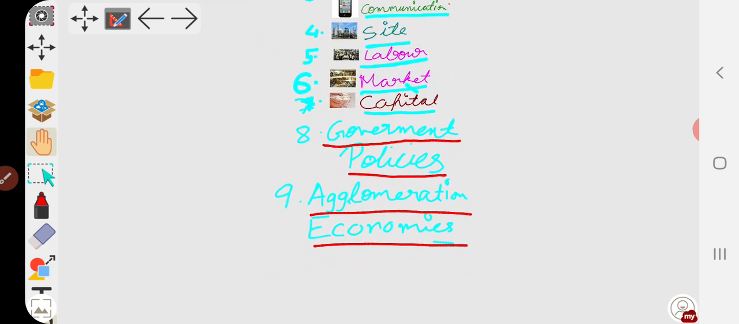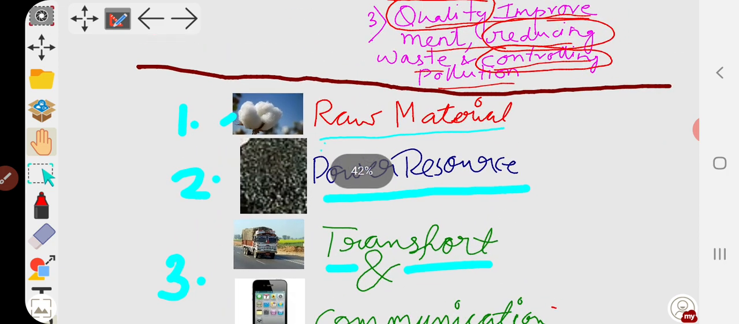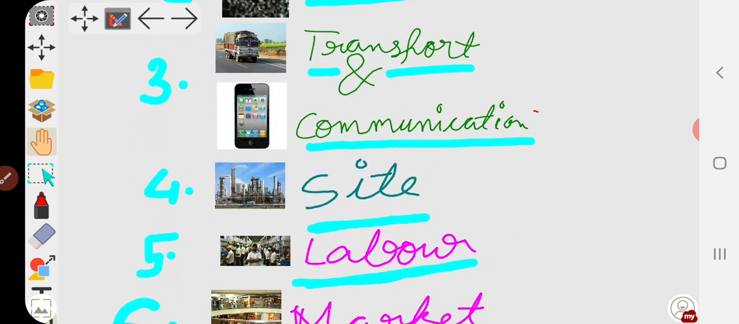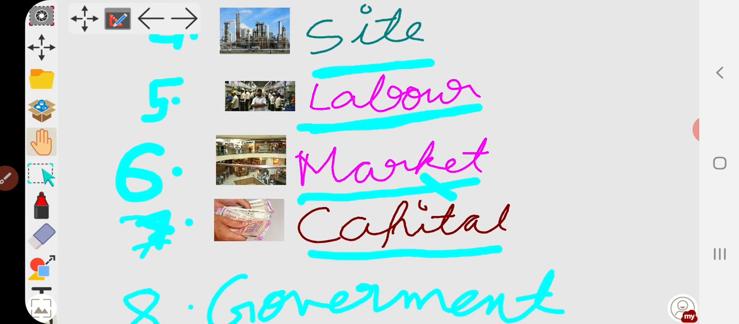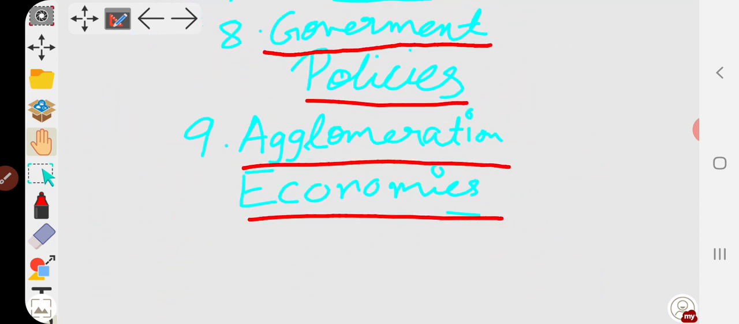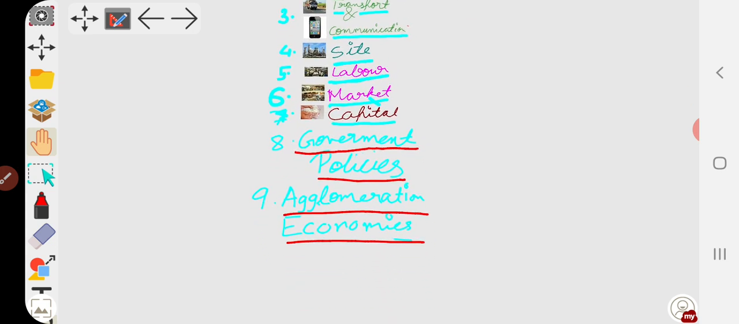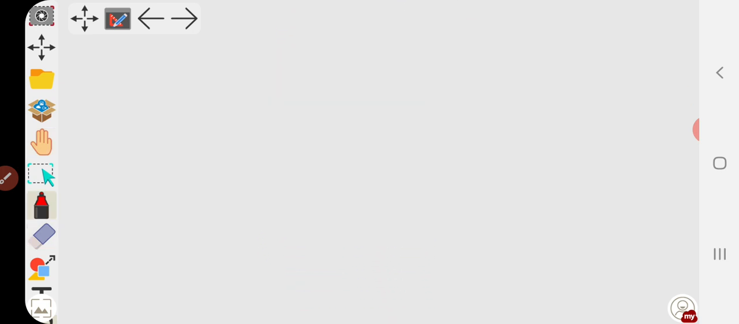Just listing out all the factors one after the other: raw material, fuel and power, transport and communication network, site and land, labor, market, capital, government policies and agglomeration economies. Now it is your work to jot down all these things, but you have to explain all the factors by giving examples, either from the world or from our own country.